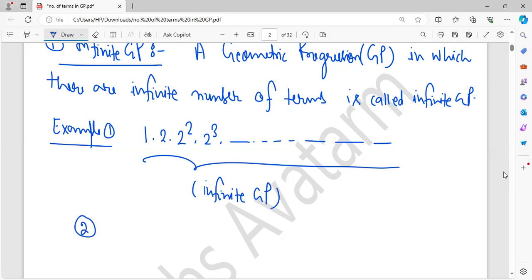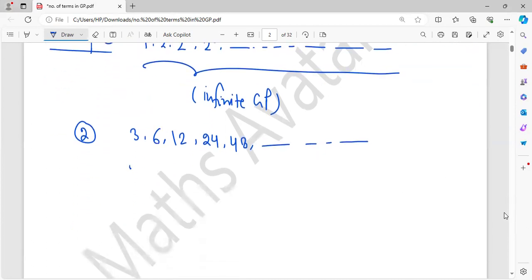Second example, you can take 1, 3, 6, 12, 24, 48, like that. So this is also infinite GP.